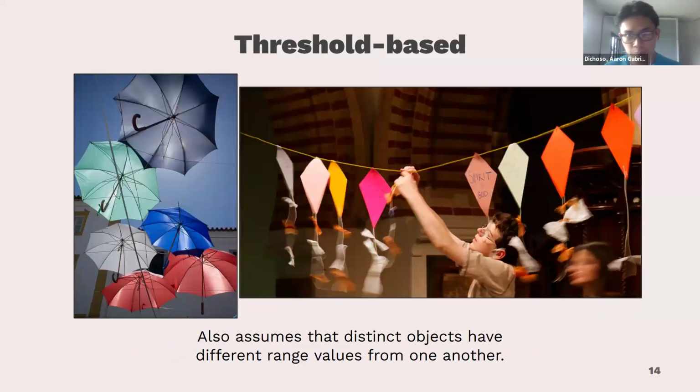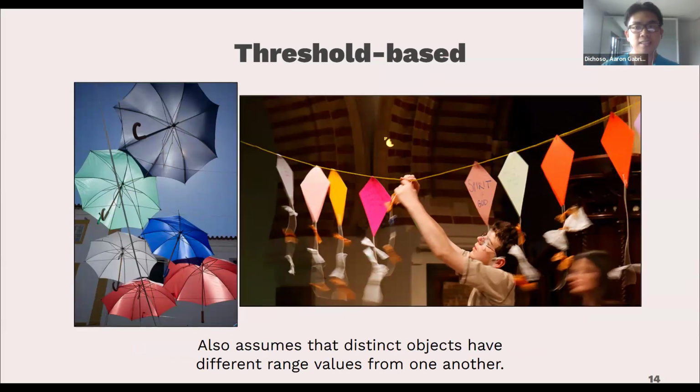Additionally, threshold-based segmentation also assumes that distinct objects have different range values from one another. What I mean by this is that when you are looking at different types of objects, it is very easy to distinguish them apart. So for example, here we can clearly say this is a blue umbrella, this is a green umbrella, this is a slightly bluer umbrella, red umbrella, etc. As well as here the different colors of kites. So it is very easy to tell an orange kite apart from a pink kite.